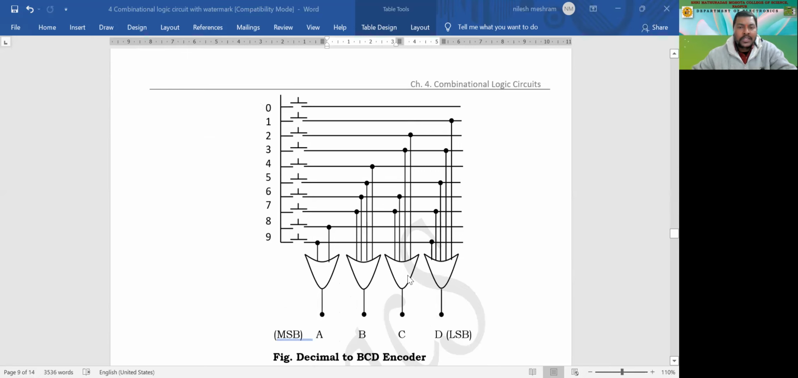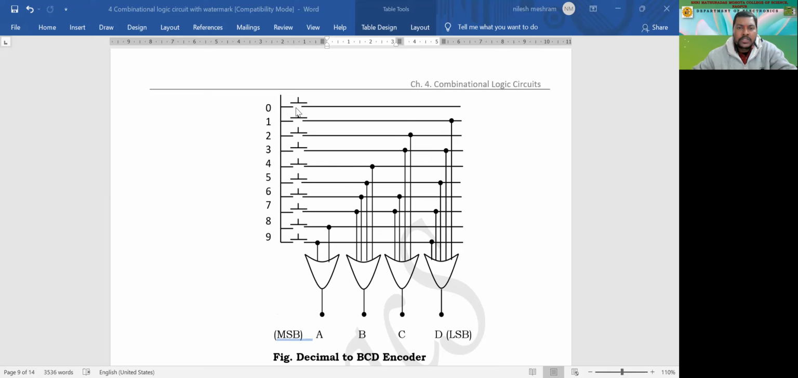When you see this, we have different lines, right? We are using OR gates, and accordingly we generate the ABCD. So this is the LSB and this is the MSB. LSB means least significant bit, whereas MSB means most significant bit. So A is the most significant bit, whereas D is the least significant bit.